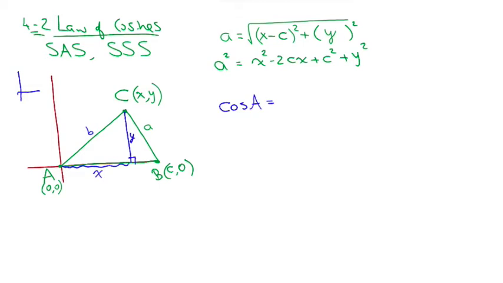So cosine of A is equal to y over b. Sine of vertex A of that right triangle is x over b. Wait a minute. Are we doing the little triangle or the one with a right angle?